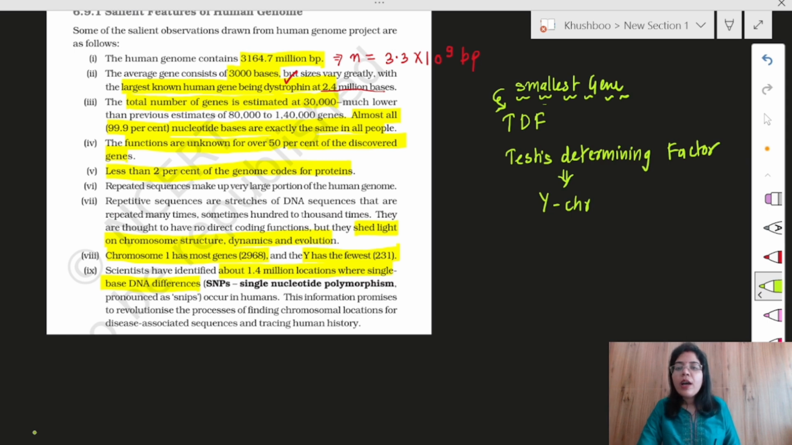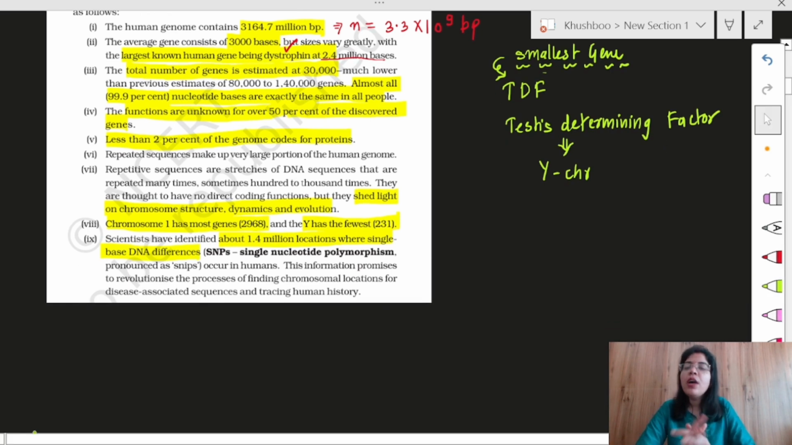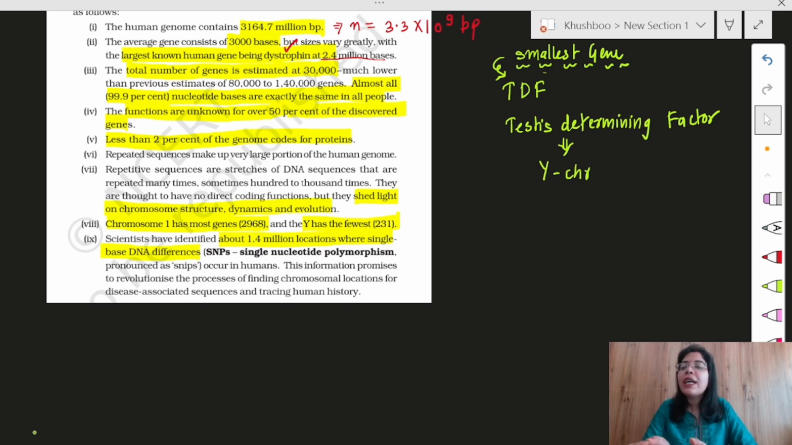Okay, now after that they have mentioned that the estimated number of genes was 80,000 to 1,40,000, but we have got approximately 30,000. That is one of the statements in your question also. Out of all the nucleotide bases present in the DNA, 99.9% is exactly the same in all people, right? Only 0.1% differences are there, right? And 50% of the genes which are discovered, we don't have any function known for that, right?